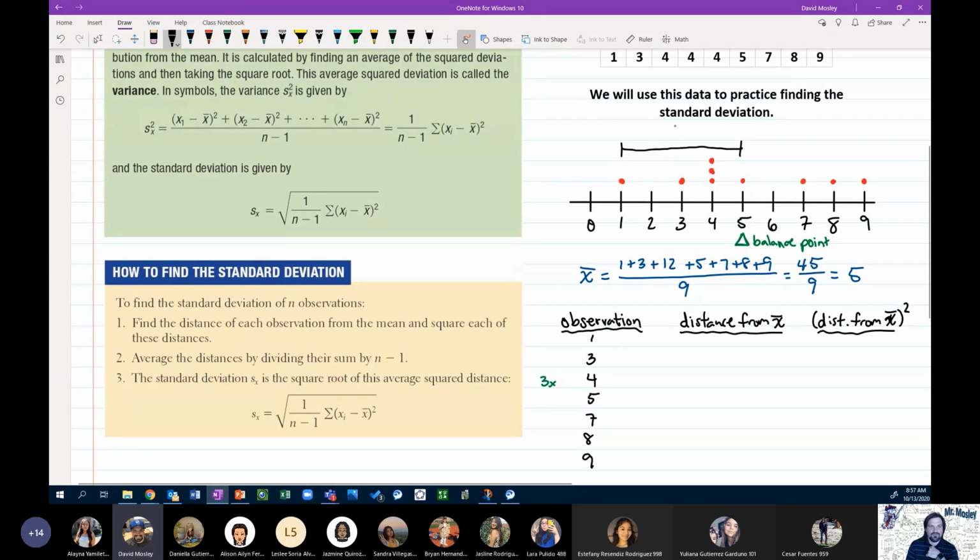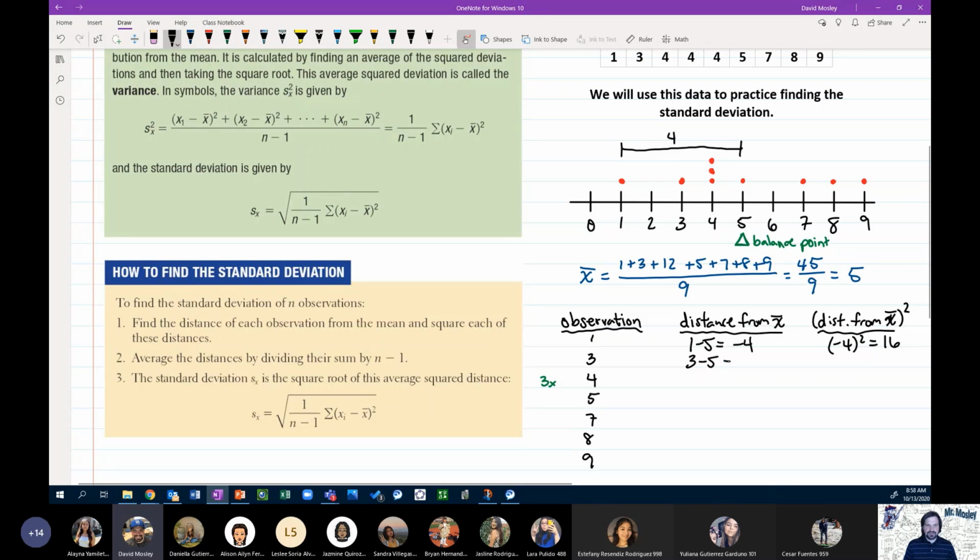If we're looking at 1, 1 has a distance from the mean of 1, 2, 3, 4 units. Distance isn't measured necessarily positive or negative. We could calculate it by saying 1 minus 5 gets -4, and squaring it turns it positive. That's one of the reasons why we square all the numbers. So 1 minus 5 is -4, and -4 squared is 16.